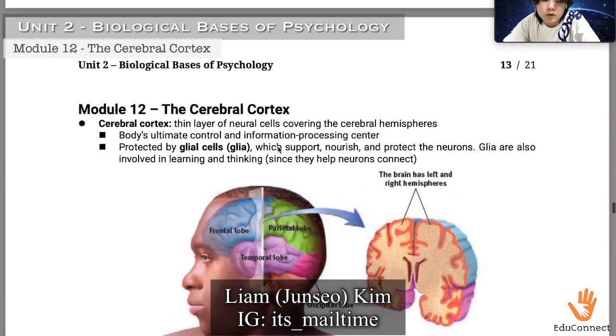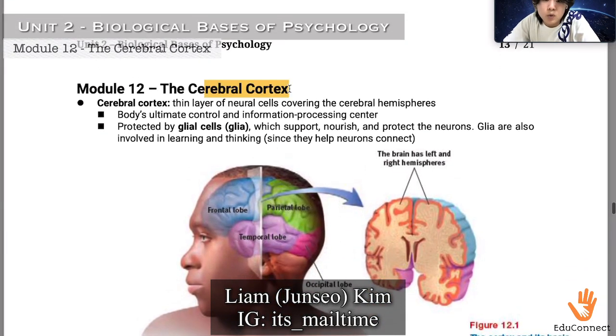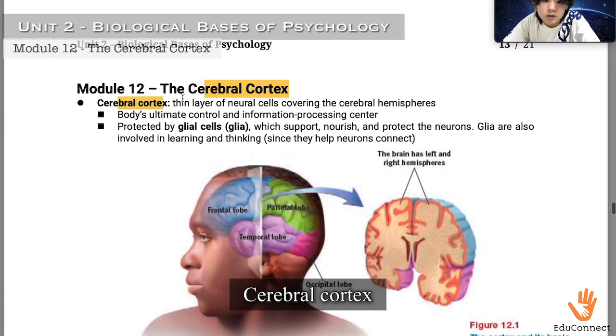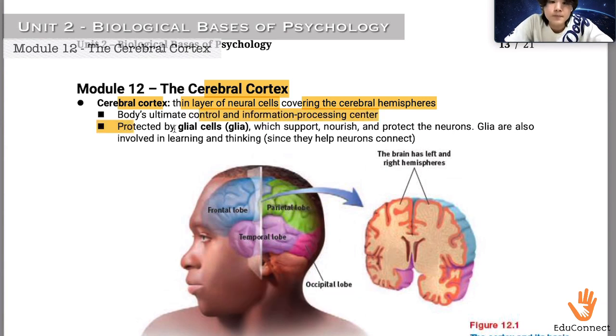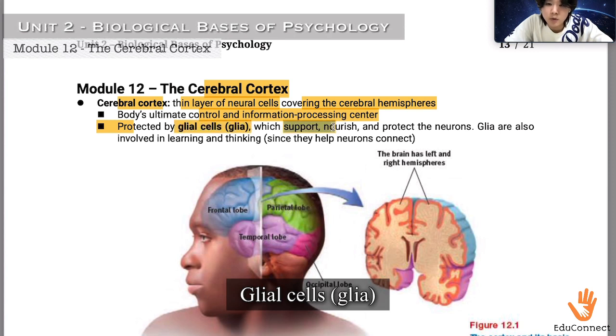Now on to Module 12, the cerebral cortex. The cerebral cortex is a thin layer of neural cells covering the cerebral hemispheres. It's the body's ultimate control and information processing center. They're protected by glial cells, called the glia, which support, nourish, and protect the neurons. The glia are also involved in learning and thinking, since they help the neurons to connect.